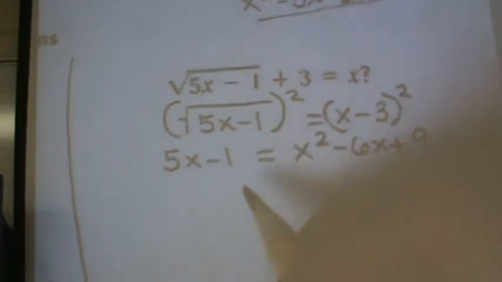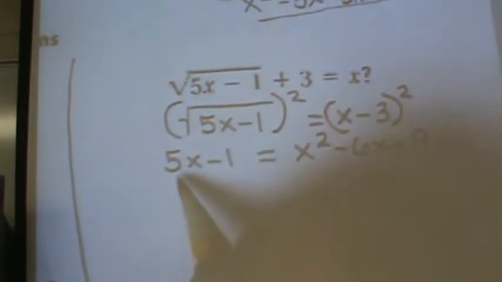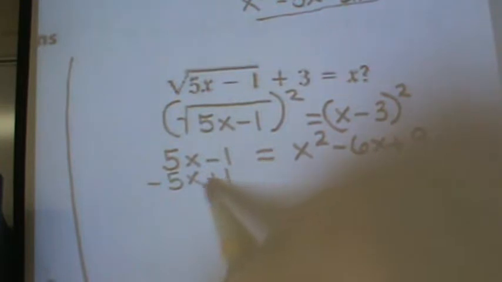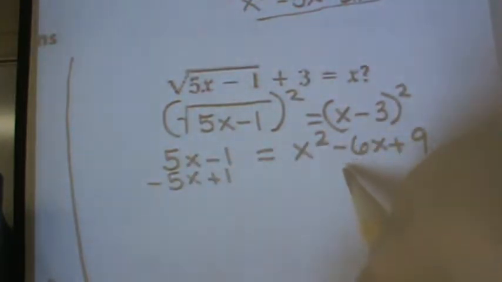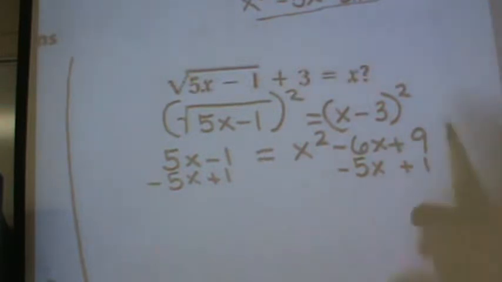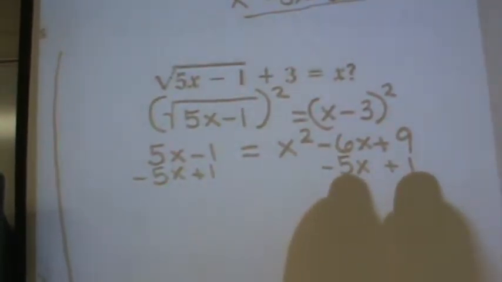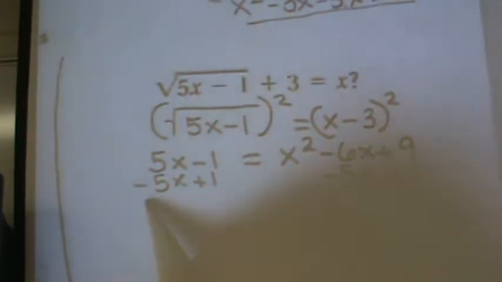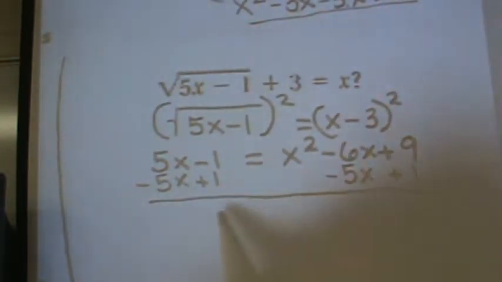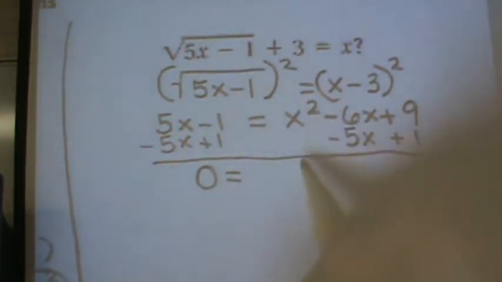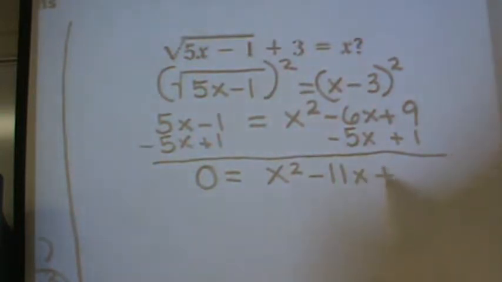All right, we want to zero this side out right here. So you minus 5x and plus 1. You're taking the opposites of these two. These are the opposites. And I'm doing the same thing on this side. So what do I have on the left side? A big fat 0. Good. What do I have on the right side? X squared minus 11x plus 10.